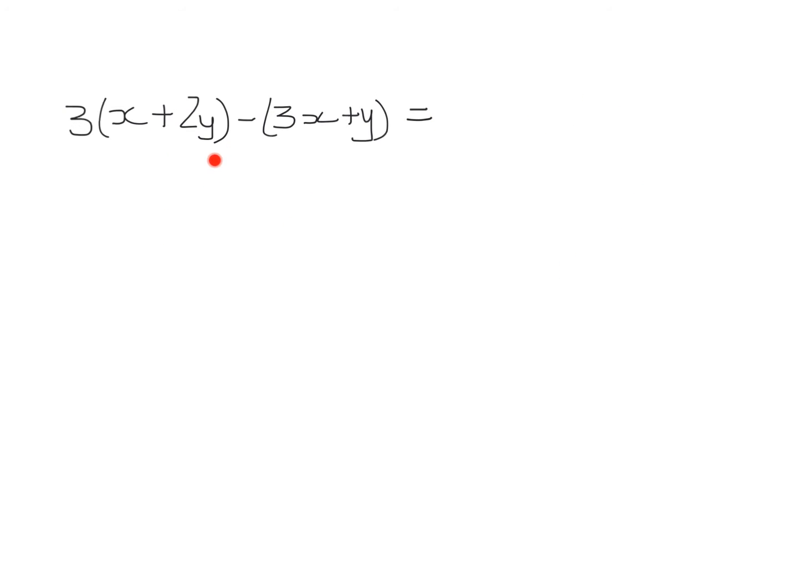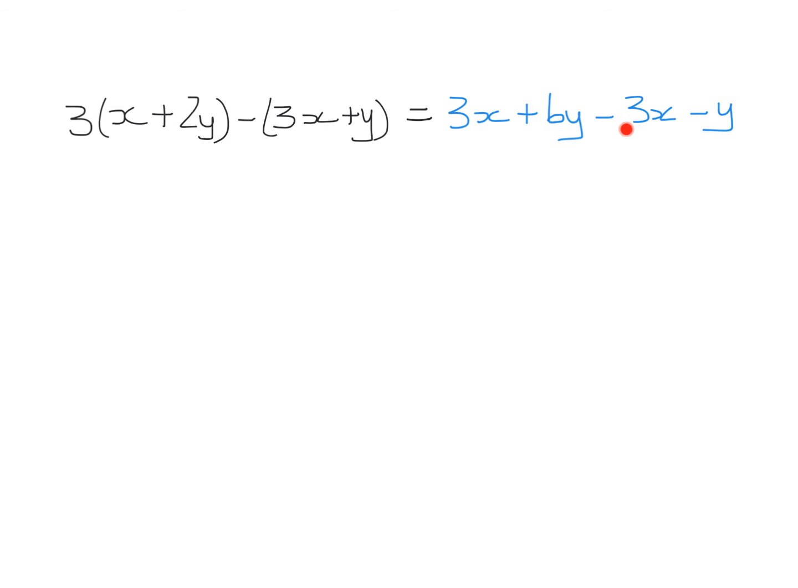Alright, here we go, we've got the last one over here. See if you can sort this one out for me. Remember, sort out your brackets first and then collect your like terms. Put the video on pause, come back when you're ready. So I'm going to sort out my bracket over here first. 3 times x gives me 3x. 3 multiplied by 2 is going to be plus 6y. Subtract 3x, subtract y.